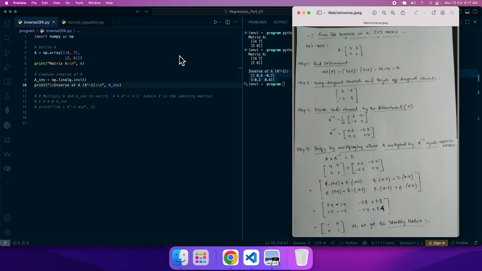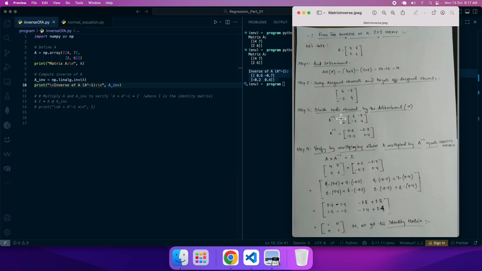Okay, great. Now we will do a swap operation. We swap the diagonal elements and negate the off-diagonal elements. So 4 comes in place of 6 and 6 goes in place of 4, and we negate the off-diagonal values to minus 7 and minus 2. Great. Okay, we have done that. Now is the third step. What we are doing is dividing each element by the determinant which we received in step 1.